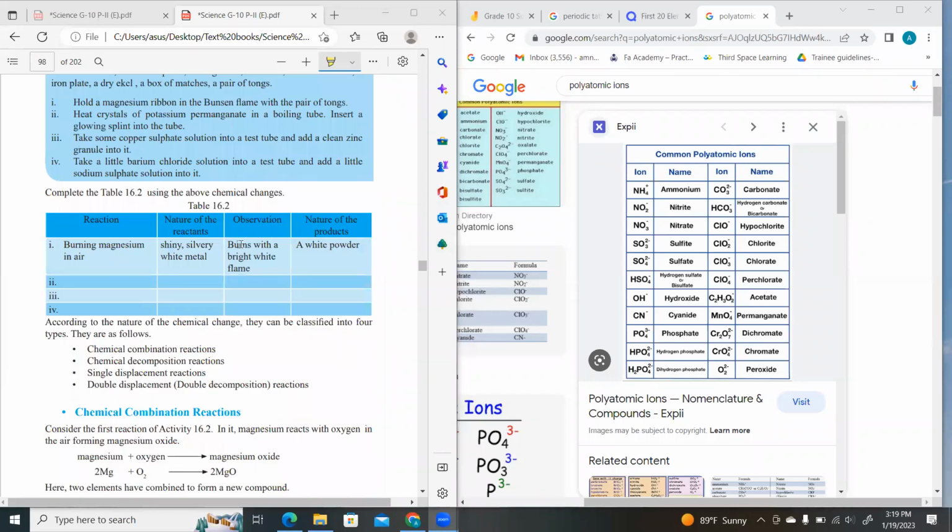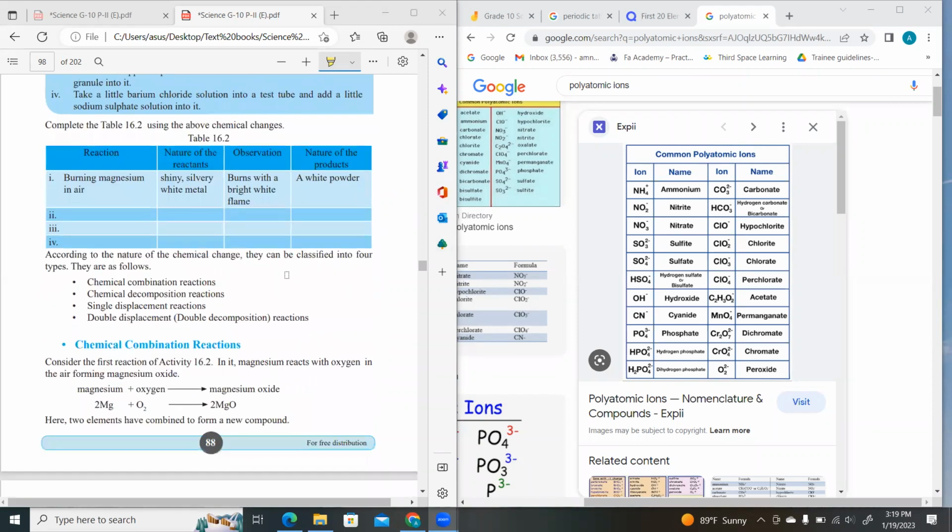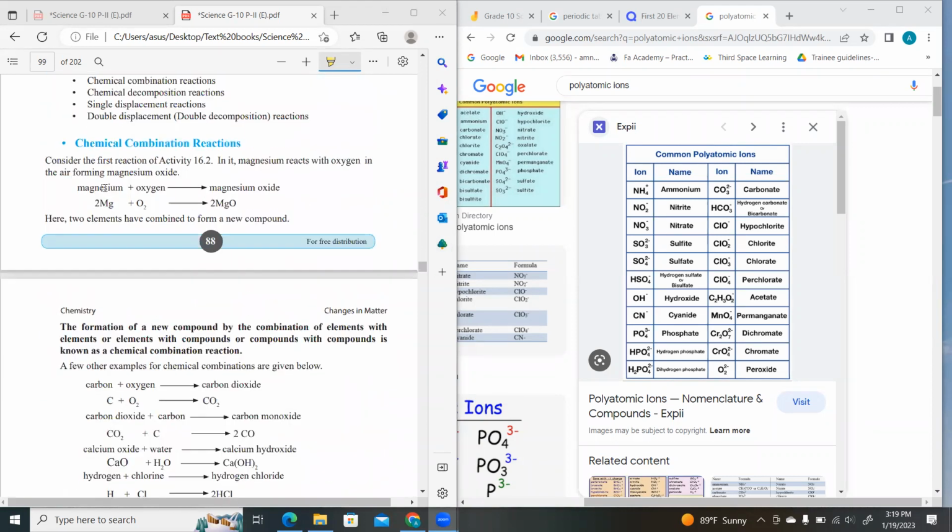So next one is, they have given a table for y'all. Nature of the reactants, observations, nature of the products. Okay, just to see what are the things that you're adding and what are the products that you're getting. So this will be done in your school lab to see whether they are giving different products or not. I mean, the products will be fully different, not the same as the reactants. So that's why they are asking to fill this table to get that idea. And they are directly moving on to chemical combination reactions.